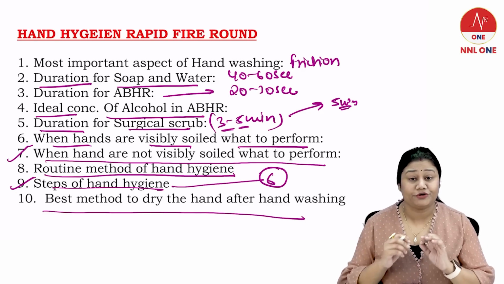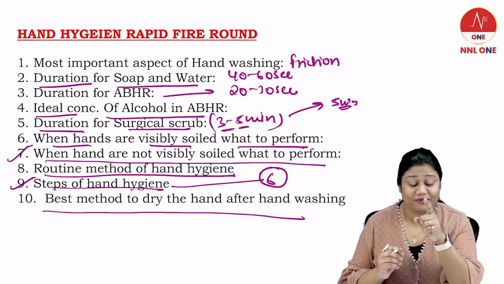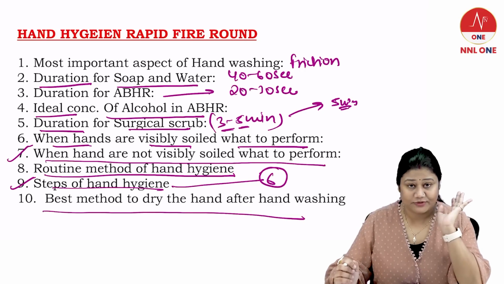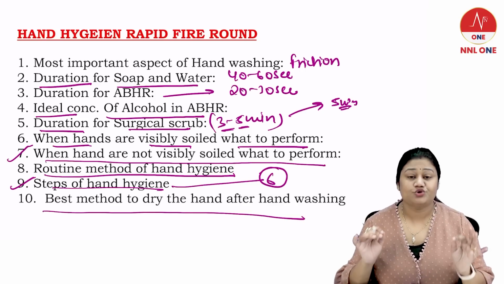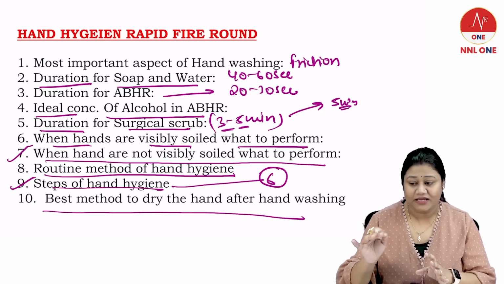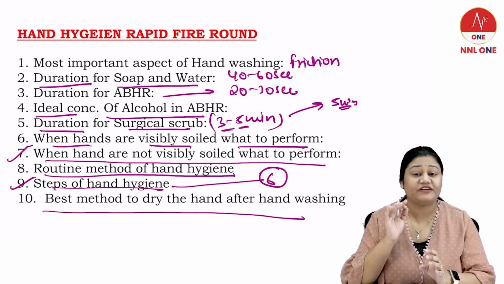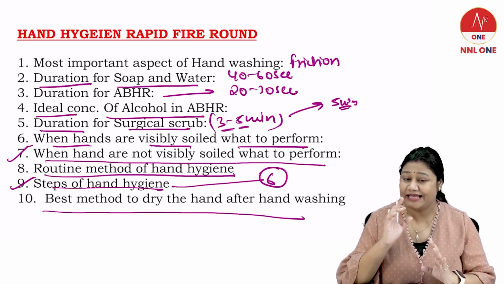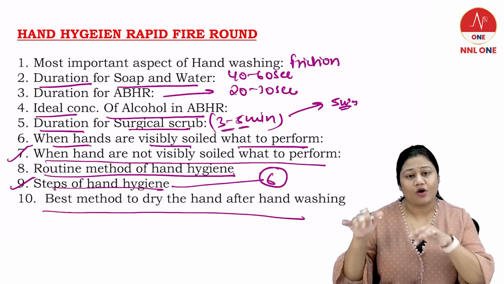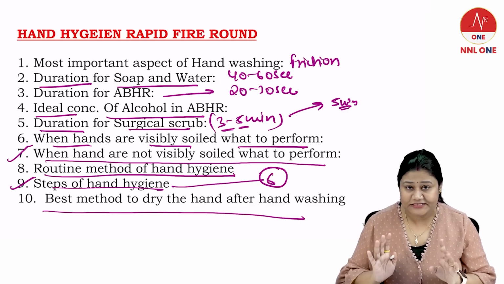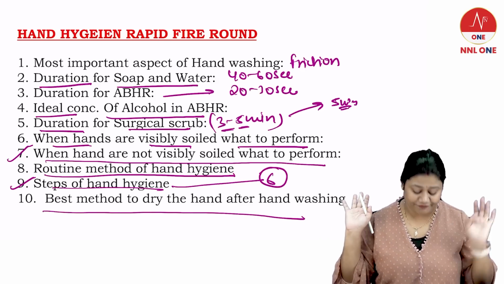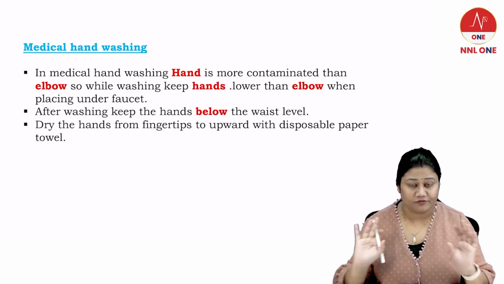The best method to dry the hand, now make sure to be very careful. This question was already asked in NORCET 6.0, a previous year question. The best method to dry the hand after hand washing is the use of a disposable paper towel, which is more preferred as compared to drying the hand under hot air, right? So which one is more preferred? Disposable paper towel. Now this is also covered, so we are done with the very important one liners of hand hygiene.